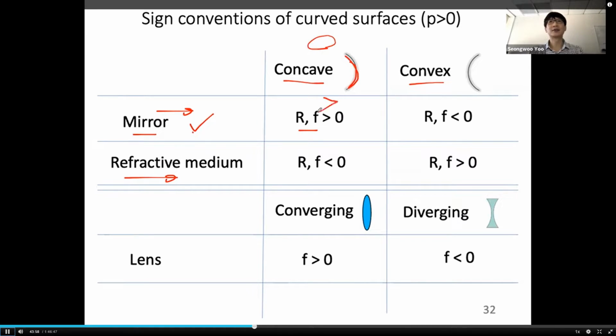Therefore, this radius and the focal length is a positive value. For this convex, they will also follow this shape. Therefore, they have a negative value. Now you move on to the refractive medium, then all the signs are just flipped, okay? So for the refractive medium, now this radius and focal length have a negative value, all right? And then finally for the lenses, I like to suggest just memorize. For the converging lens, the focal length is always positive; for the diverging lens, the focal length is always negative. And this table is true as long as you consider a real object, all right?